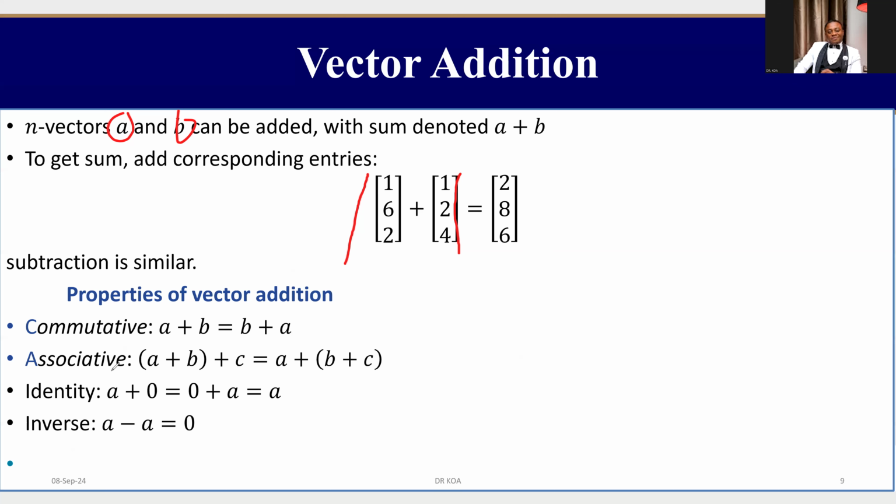An identity is when you take a vector and add zeros to it. An inverse is when you subtract a vector from itself. That's it. These are the properties of vector addition. Some of them, you are better to use right now. It's fairly simple if you know it.